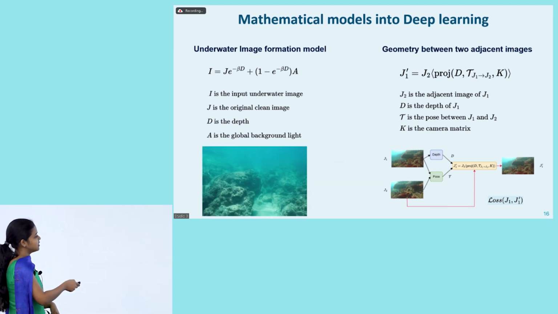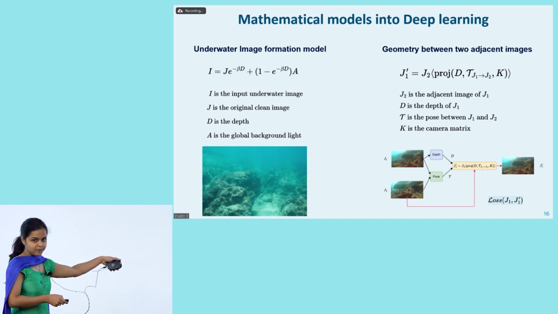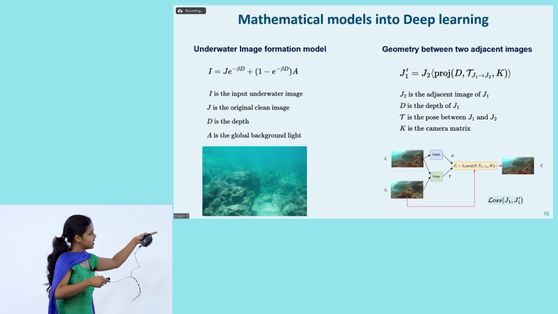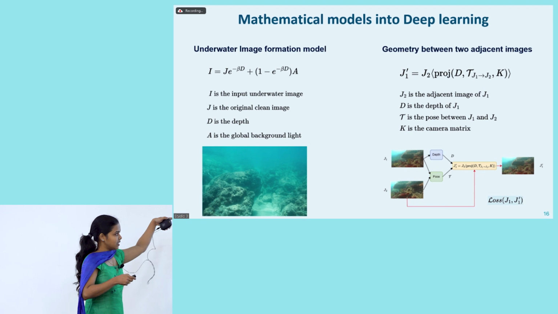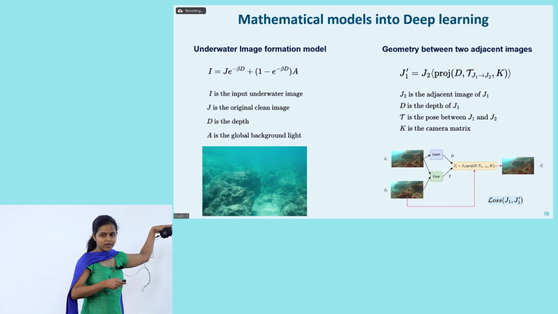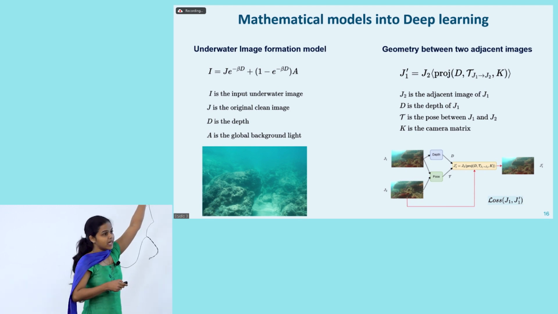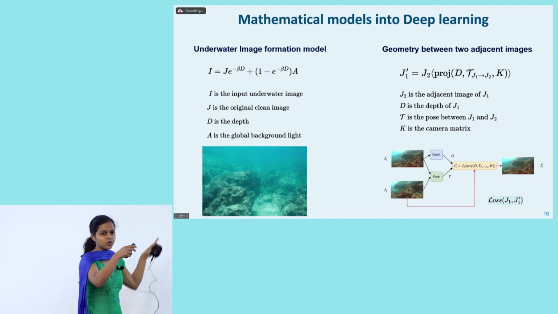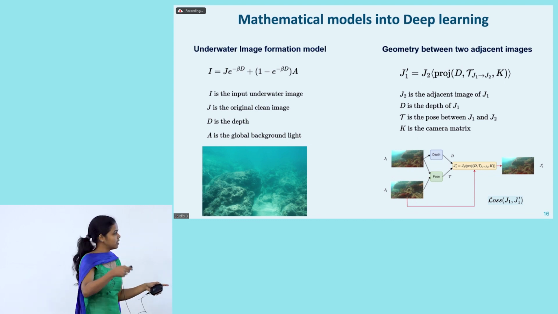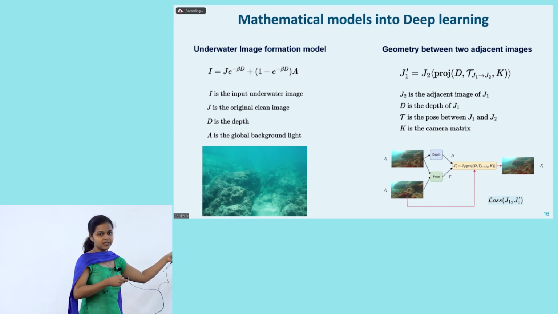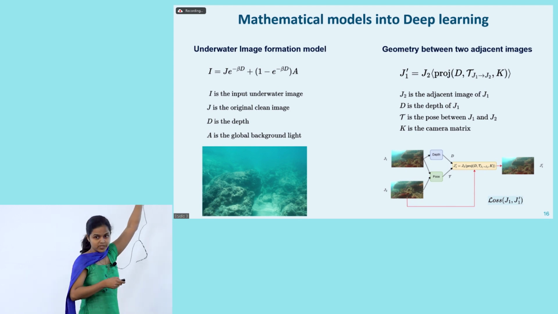So, consider this underwater image. Here, as you can see, the farther points, where the depth is more, have more haziness. So, if the depth is more, the attenuation factor will be high, so the attenuation of J will be more. That factor only I am using, through this equation.